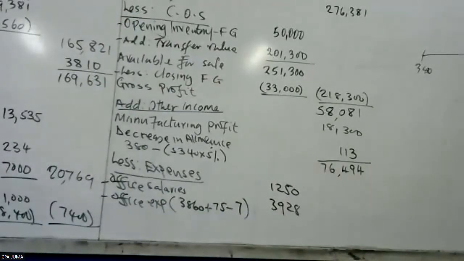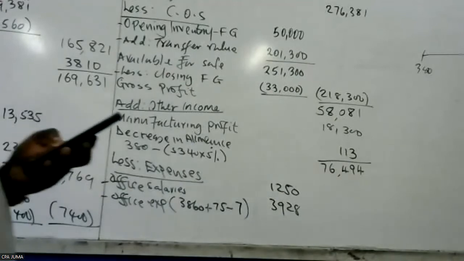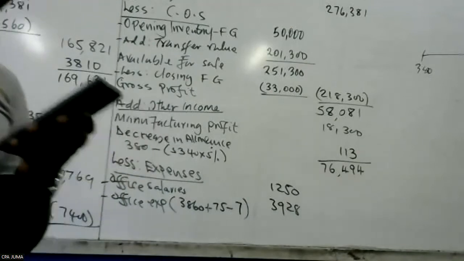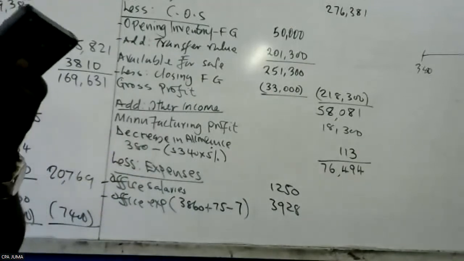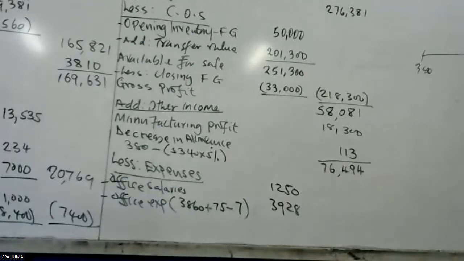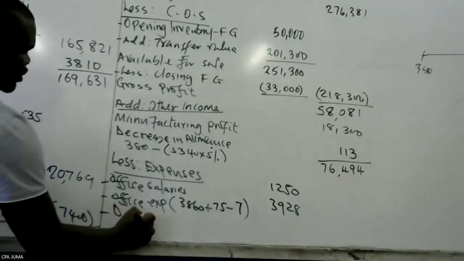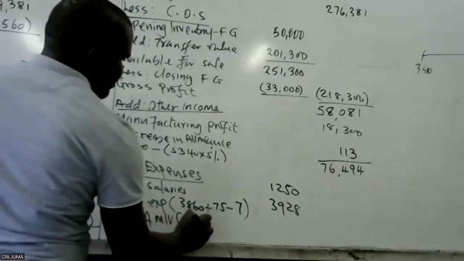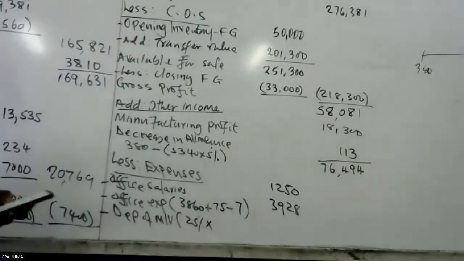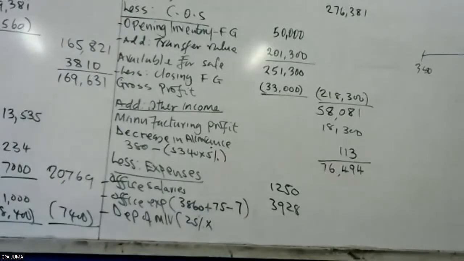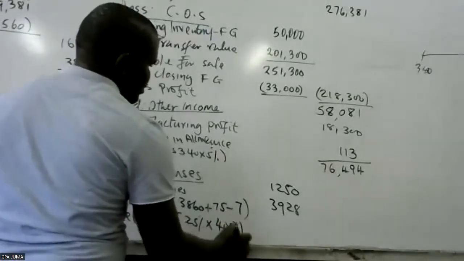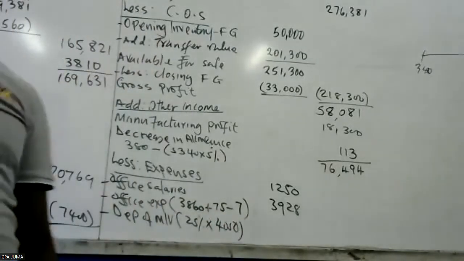Then, after that, allowance for doubtful debts done, accounts done, bank done. Note 1, no problem. Note 2, allowance done. Note 3, done. Note 4, depreciation of motor vehicle. 25% times the cost of motor vehicles in the trial balance. What was it? 4050. So 25% of 4050.